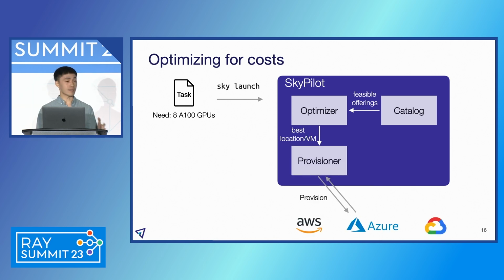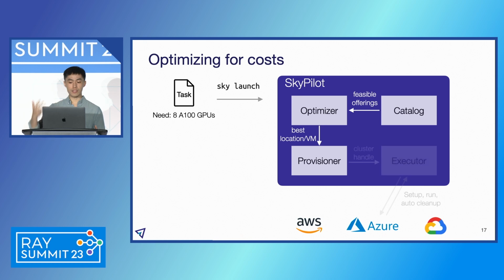And this output is then passed to a provisioner component, which is responsible for reliably provisioning a cluster. Once the cluster has been provisioned, we pass it to an executor backend. The backend will set up the cluster, run the task, and finally automatically clean it up.